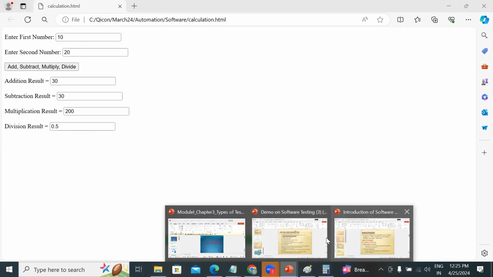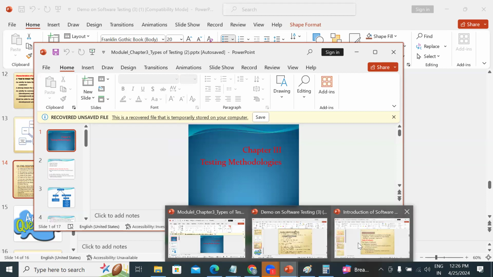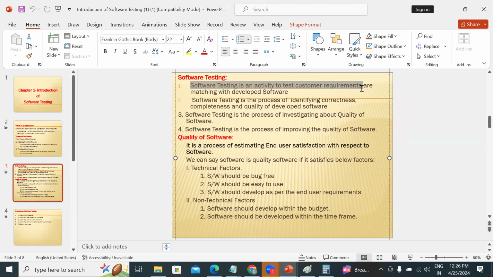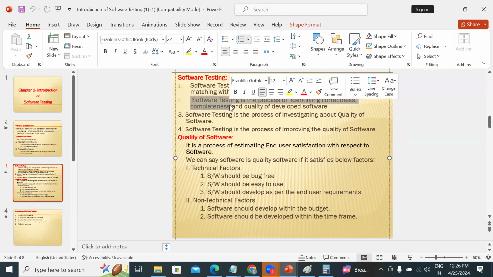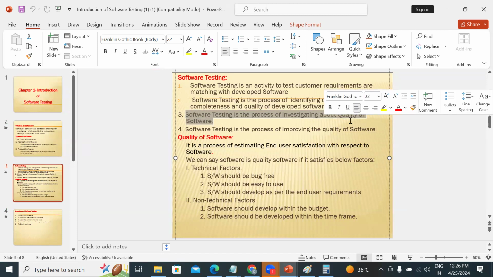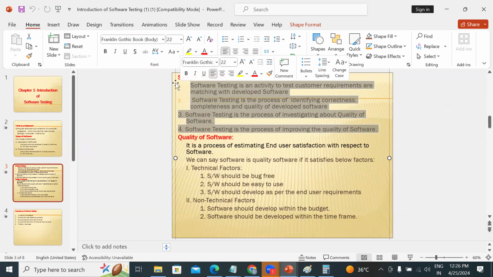Okay, so we can give multiple definitions of software testing actually. Software testing is a process or activity to test whether customer requirements are working with the developed software or not. Or software testing is a process of identifying correctness, completeness and quality of developed software. Correctness means whether it is working properly or not. Completeness means, for all the requirements, it is developed or not. And quality, satisfaction or not. Software testing is the process of investigating the quality of a software, whether the software is quality or not. Software testing is the process of improving the quality of a software. So these are the different definitions of software testing. Majorly, whether the software is working as per the requirements or not, that we call software testing.